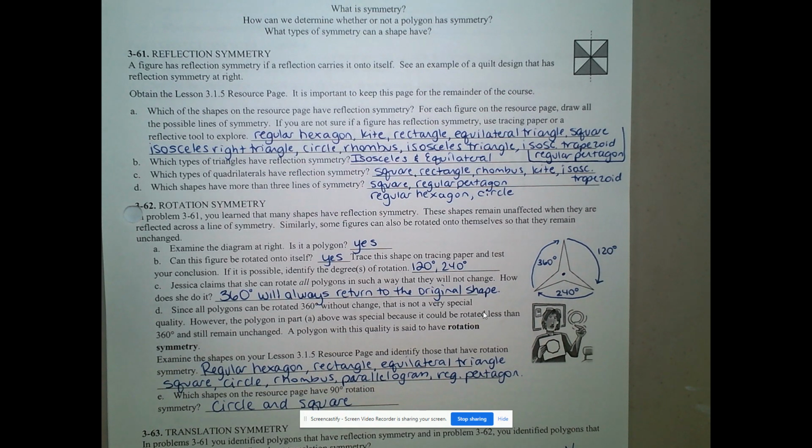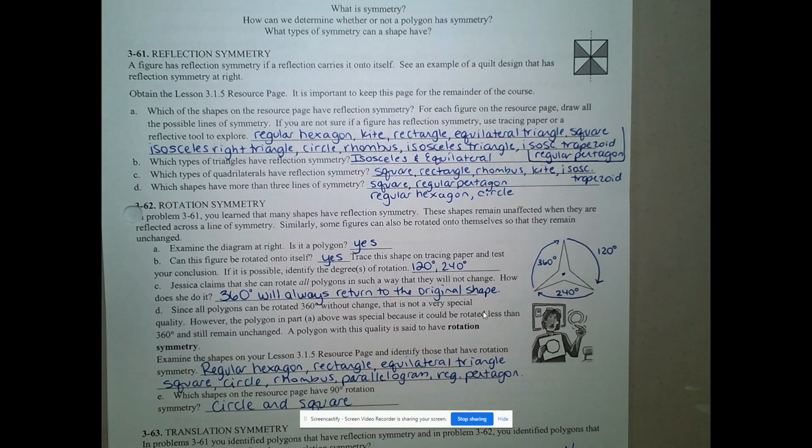Which of the shapes on the resource page have reflection symmetry, meaning that if you were to cut them down the middle, one side would reflect directly on top of the other? You'll notice several of these are regular shapes, regular hexagon, and then you get the kite, rectangle, equilateral triangle, square, isosceles right triangle, circle, rhombus, isosceles triangle, isosceles trapezoid, and regular pentagon.